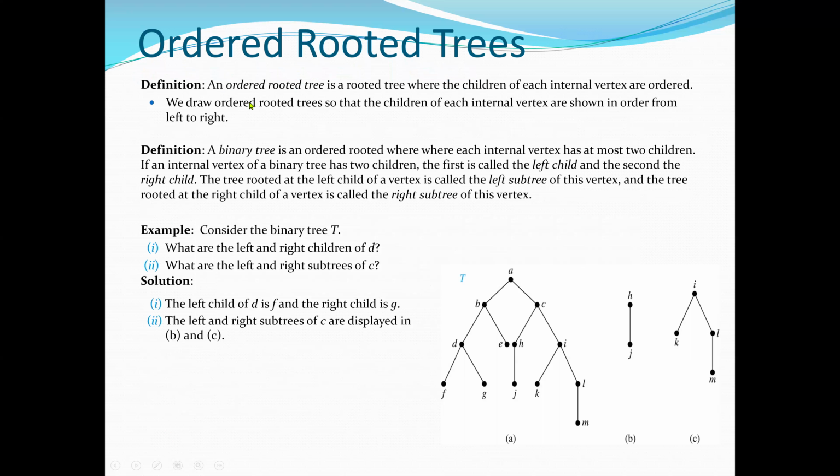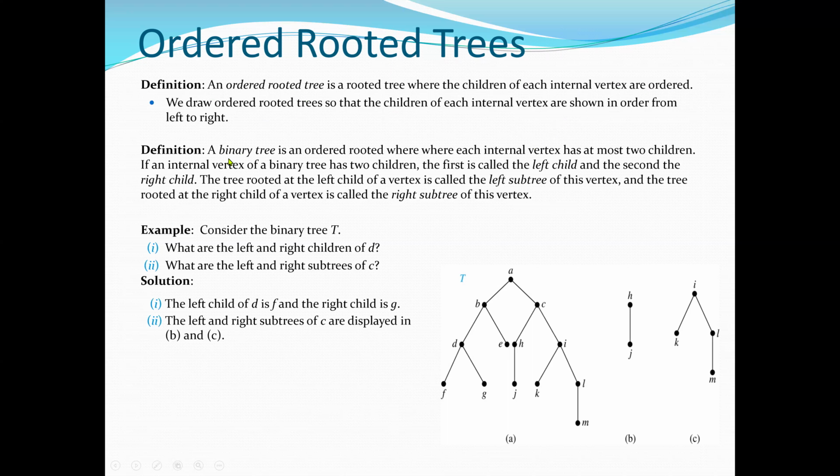We also have what we call ordered rooted trees. Here we say an ordered rooted tree is a rooted tree where the children of each internal vertex are ordered. So they are in sequential order or sorted. We draw ordered rooted trees so that the children of each internal vertex are shown in order from left to right.